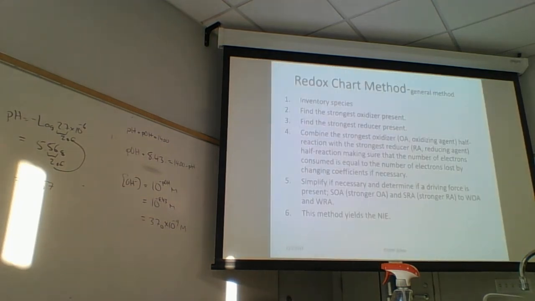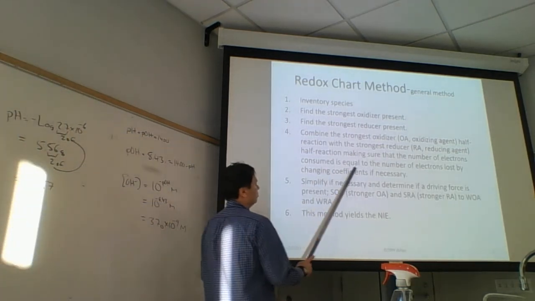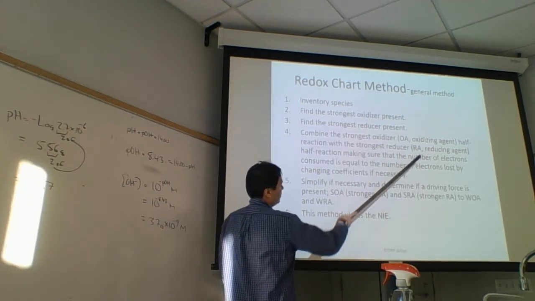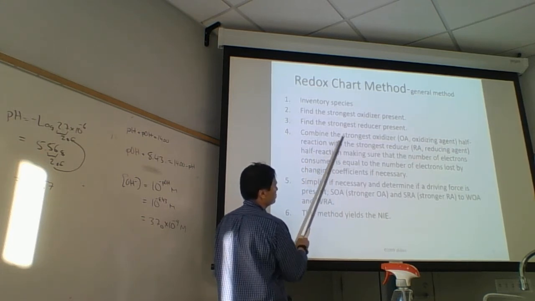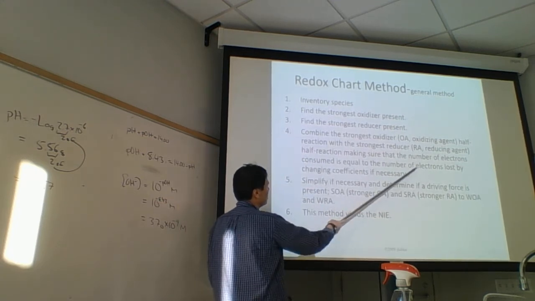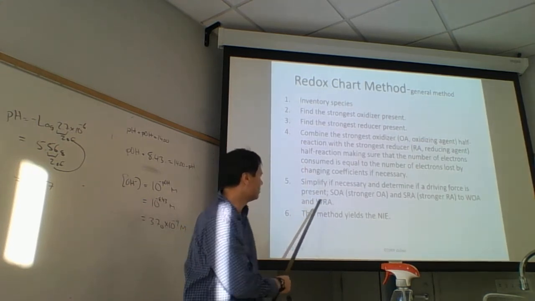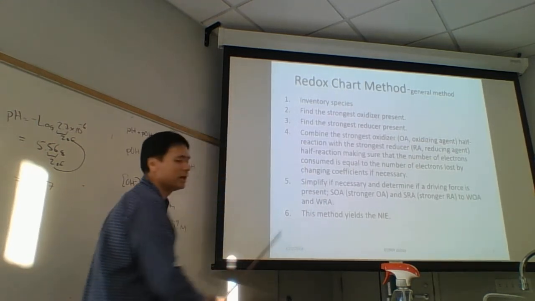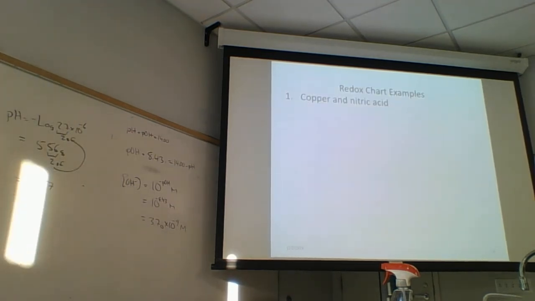Okay, next, we combine the strongest oxidizer with the strongest reducer. But the way we're going to combine it is we're going to copy down what are called the half reactions. The half reactions are the reactions that are written there. And then we add up the half reactions, we make sure the electrons balance, and then we simplify, and then we look for a driving force, and then that method yields the NIE. So let's take a look at an example of this here.